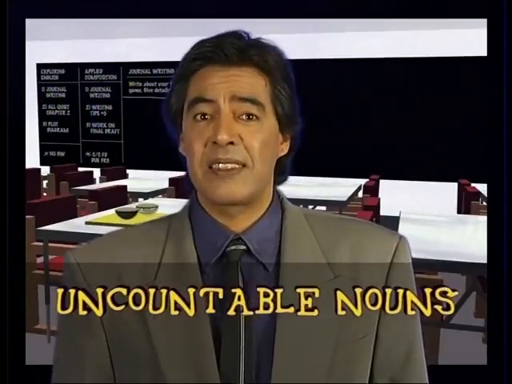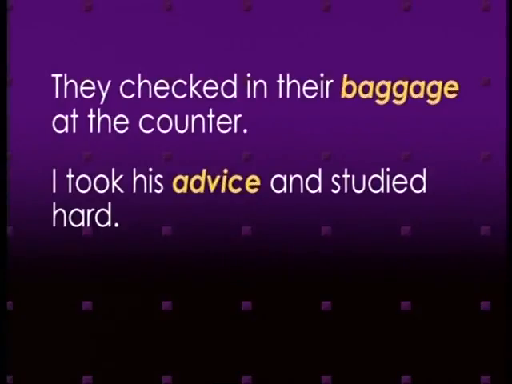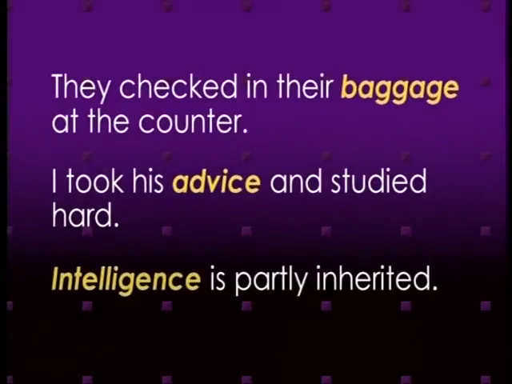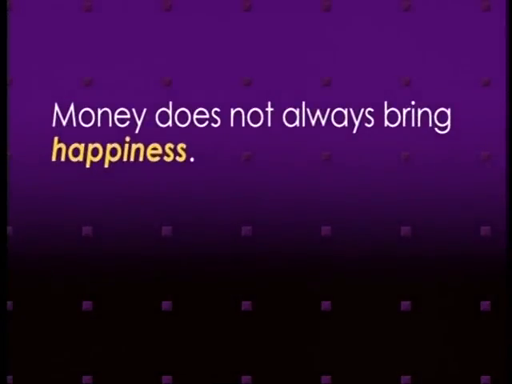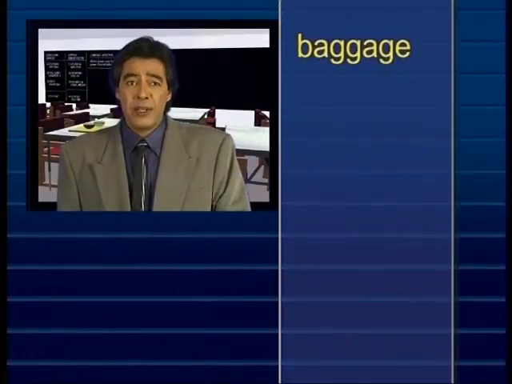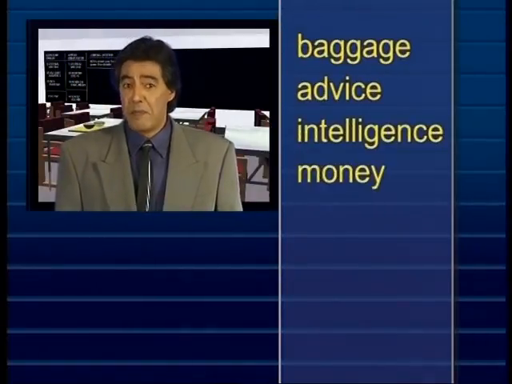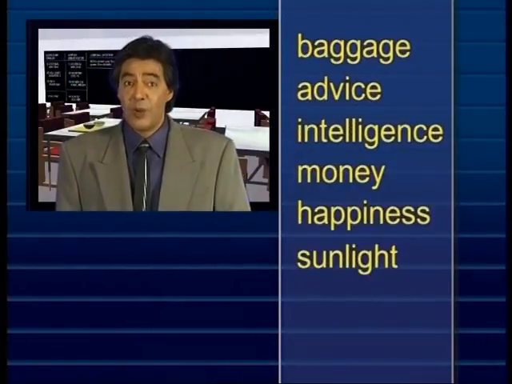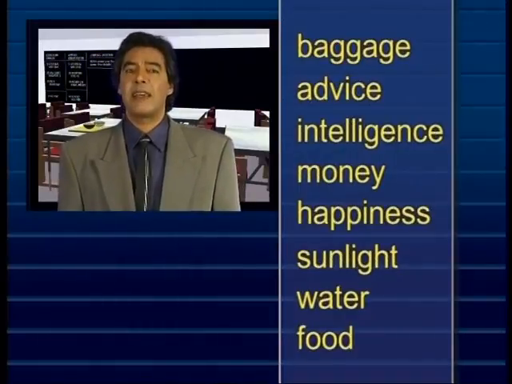Some things cannot be separated into individual items. We use uncountable nouns to name these things. Here are some examples. They checked in their baggage at the counter. I took his advice and studied hard. Intelligence is partly inherited. Money does not always bring happiness. Plants need sunlight, water and food to live. The nouns baggage, advice, intelligence, money, happiness, sunlight, water and food are usually singular.